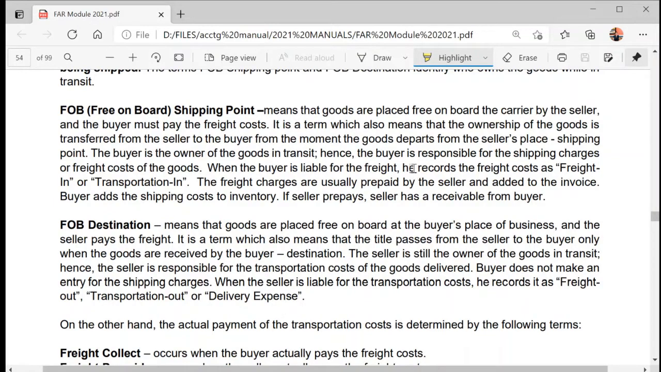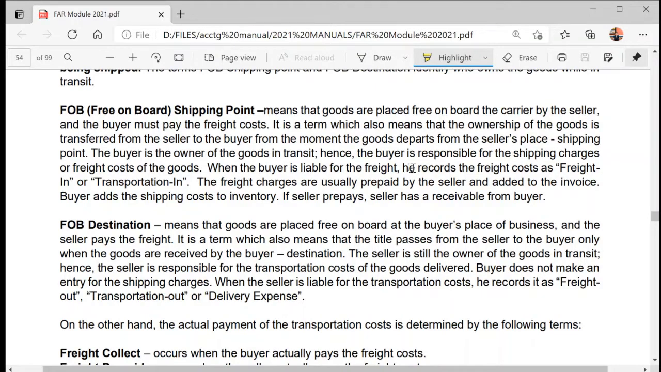So this means that the term FOB shipping point tells us at what point there is already a transfer of ownership. And in the term FOB shipping point, when we say shipping point, from the time it is shipped from the point of shipping, okay, there's already a transfer of ownership. From the seller to the buyer. So the buyer is the owner of the goods in transit in FOB shipping point.